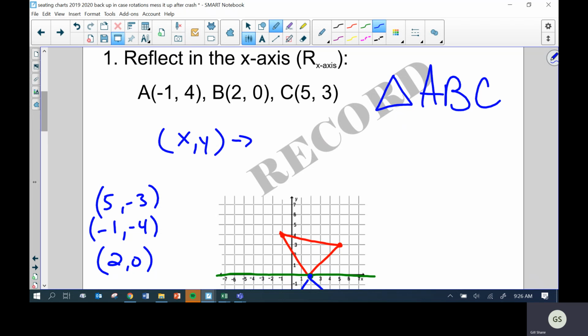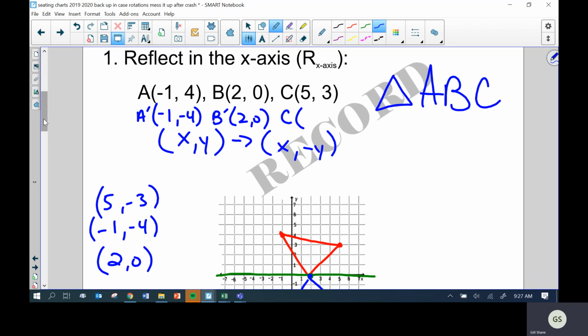Change it from that to this. You don't change the x, you just flip the sign of the y. Well, if that's what we do, if we're just flipping the sign of the y, we'd get A prime be -1, -4.